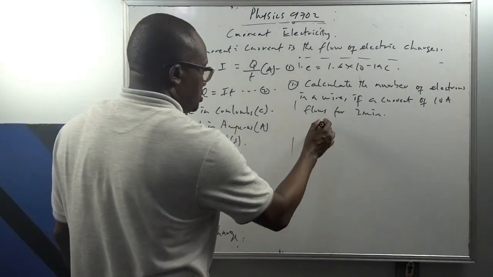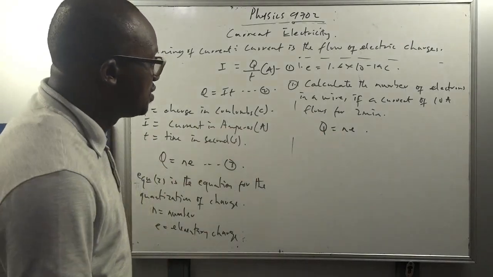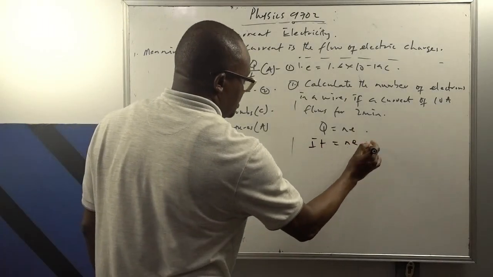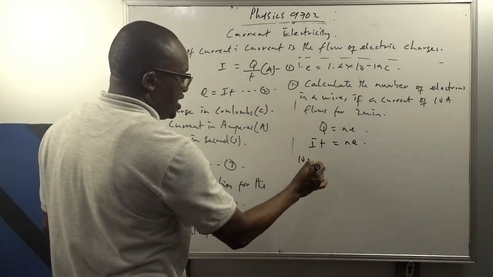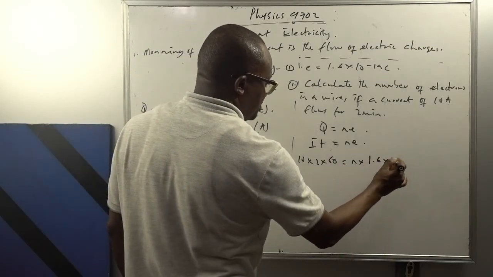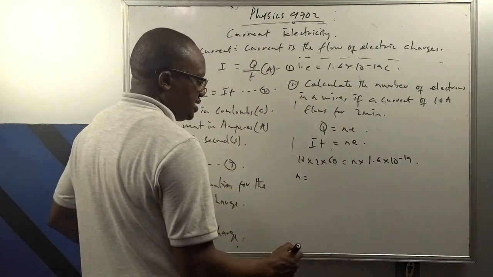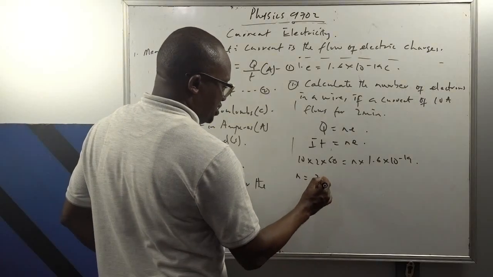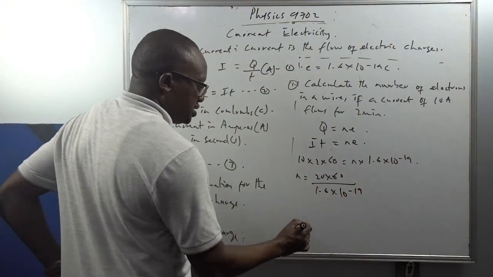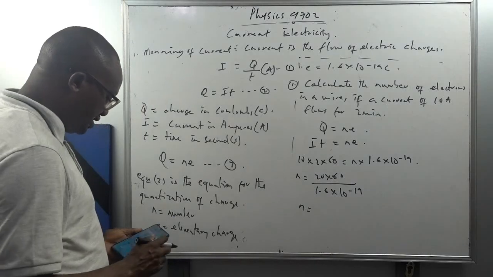Charge Q is equal to NE. We are looking for the number, but we don't know what Q is. Q, don't forget, is IT. What is I here? 10 amperes. What is T? 2 minutes, which is 2 times 60. And E is 1.6 times 10 to the power minus 19. Therefore, the number of elementary charge becomes 20 times 60 over 1.6 times 10 to the power minus 19. That will give you the number of charges.